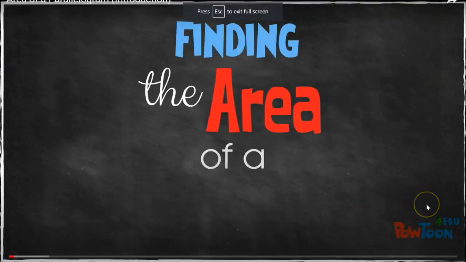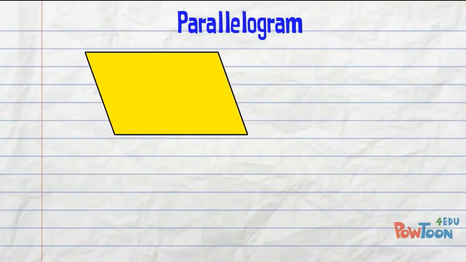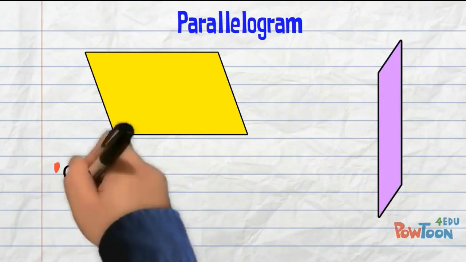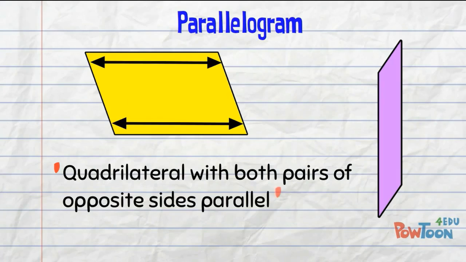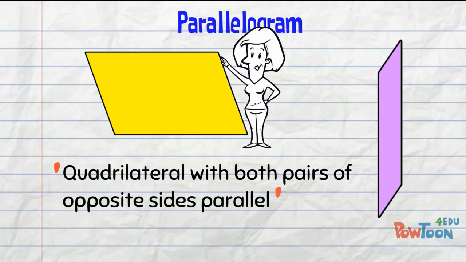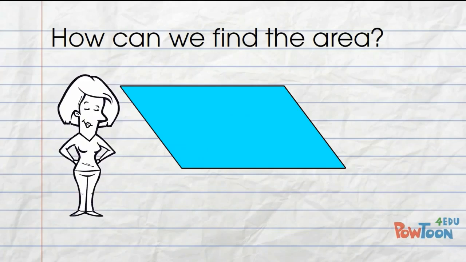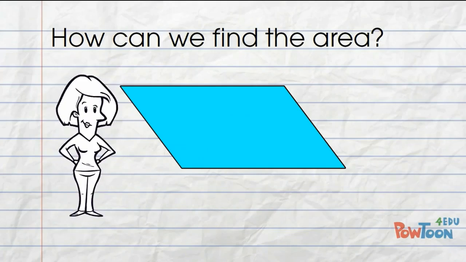Finding the area of a parallelogram. This is a parallelogram, so is this. A parallelogram is a quadrilateral with both pairs of opposite sides parallel. It looks a bit like a rectangle that's been nudged over. How can we find the area of a parallelogram? Well, don't be put off by the sloping sides, because here's a way of thinking that's going to help you.